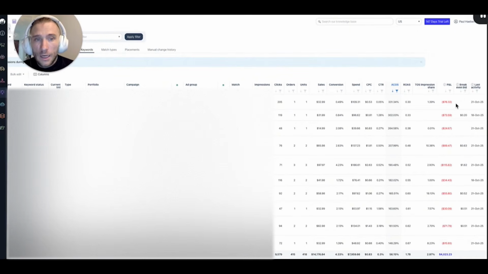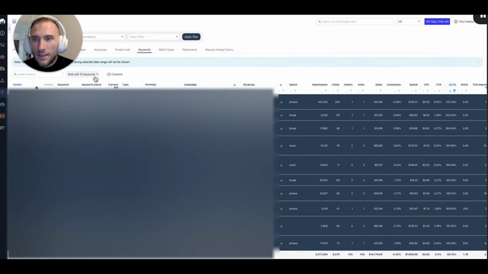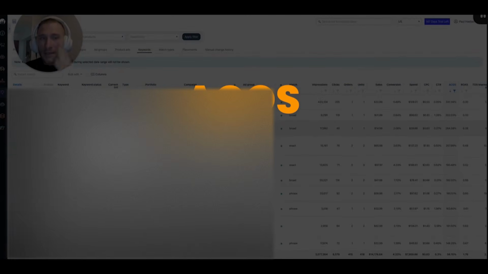You can also put in your break-even bid, where you can see at what bid you are running break-even, and you could also go ahead and select all keywords, edit, adjust bid by target ACOS, and then it would basically use the revenue per click formula to adjust the bid to the bid that you would need at the current conversion rate to hit your target ACOS, because obviously ACOS is just spend divided by ad sales, and spend is just clicks times the CPC.